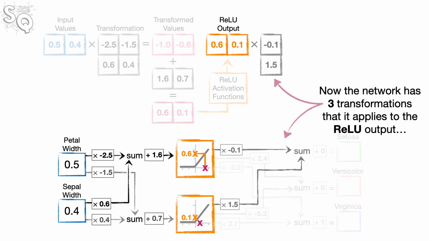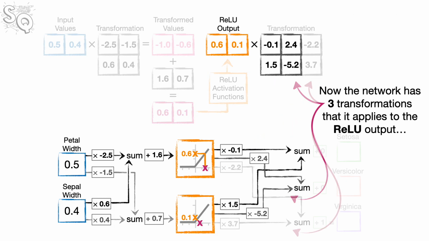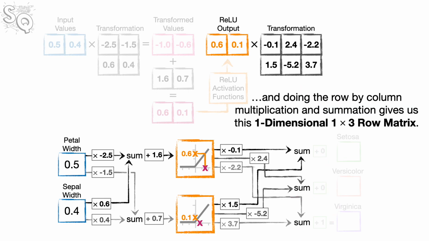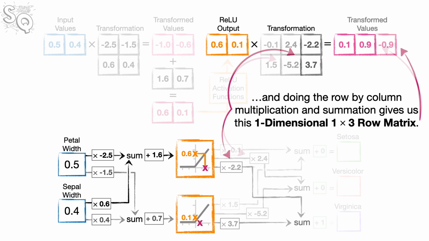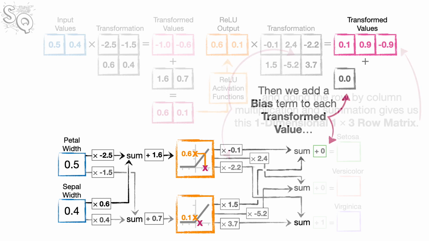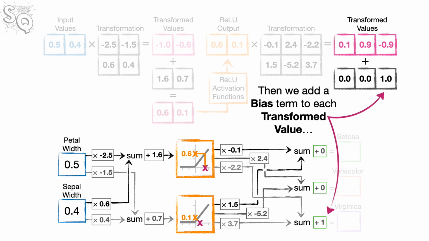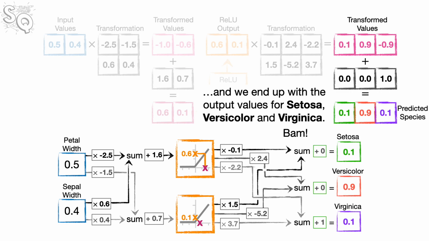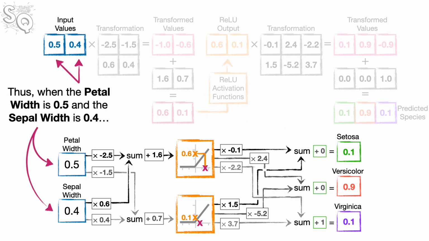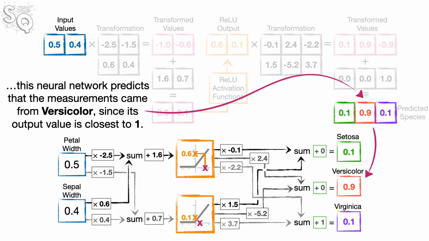Now the network has three transformations that it applies to the ReLU output. And doing the row by column multiplication and summation gives us this one-dimensional 1 by 3 row matrix. Then we add bias terms to each transformed value. And we end up with the output values for Setosa, versicolor, and virginica. Bam! Thus, when the petal width is 0.5 and the sepal width is 0.4, this neural network predicts that the measurements came from versicolor since its output value is closest to 1.